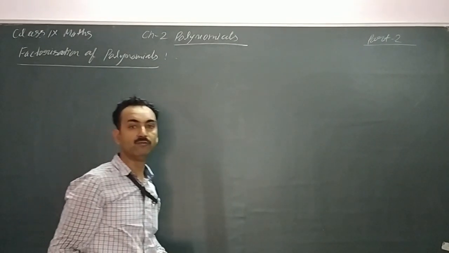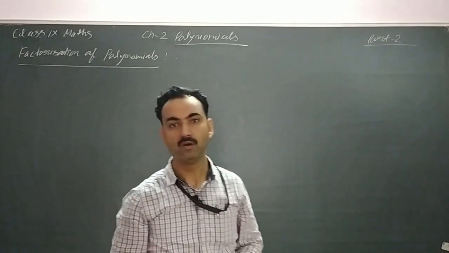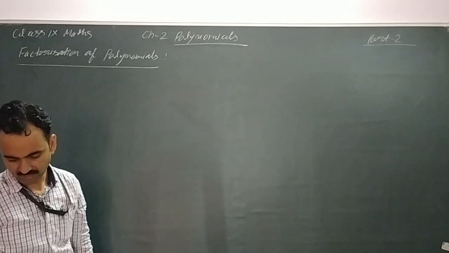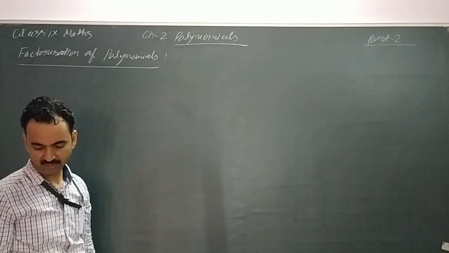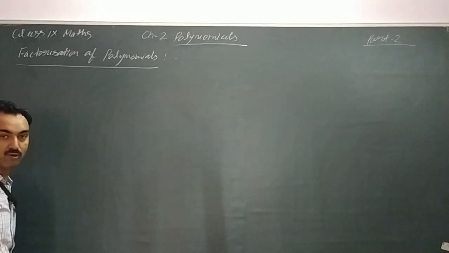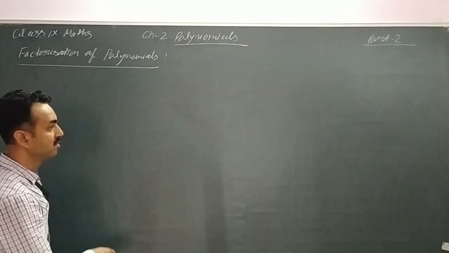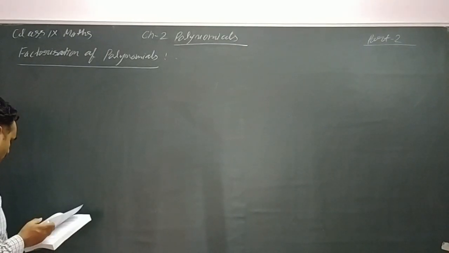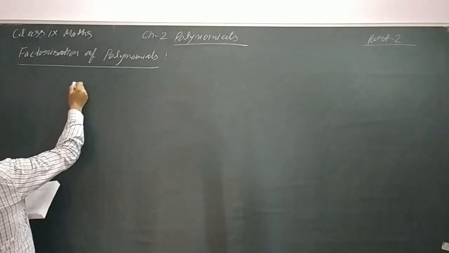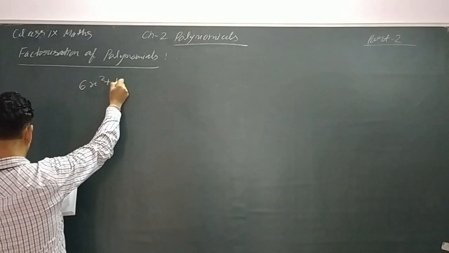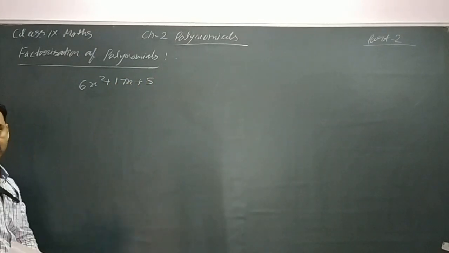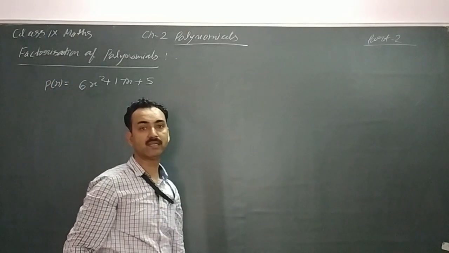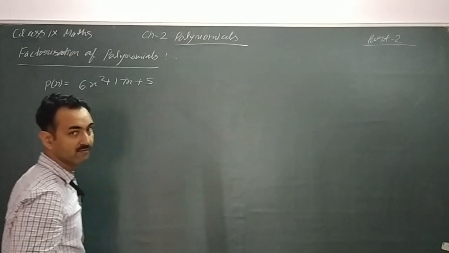Now to do factorization there are some methods for a given polynomial. Let's take an example of the first method. The first method is the splitting middle term method, which we have already understood in class 8. Let's revise. 6x square plus 17x plus 5. So by the splitting middle term method we find the factors.